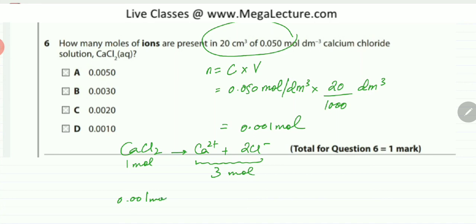So if you have 0.001 moles, the amount of moles of ions is going to be 0.003 moles. So B is going to be the correct answer for this particular question.